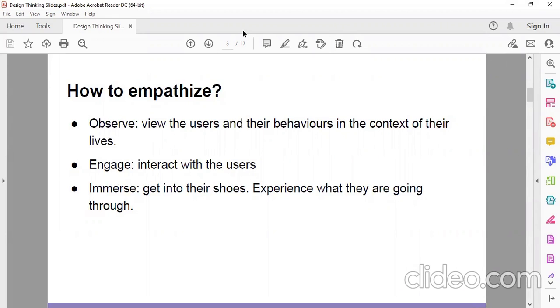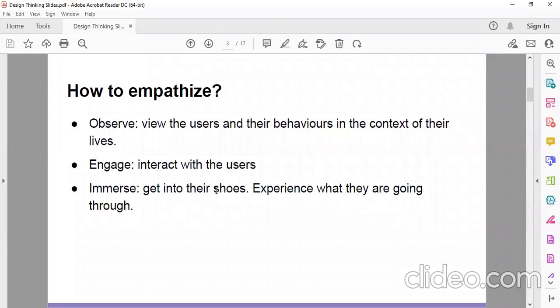And then immerse. Immerse is where you get into their shoes. Here you are going to experience the life of the user by acting in their place. You are going to put your feet into their shoes, be in their position, and experience what they are going through.